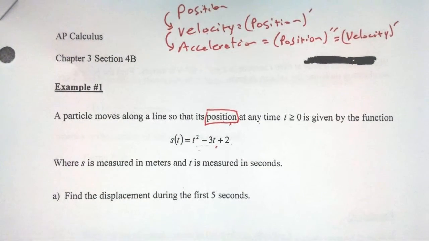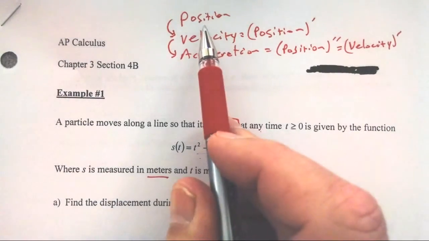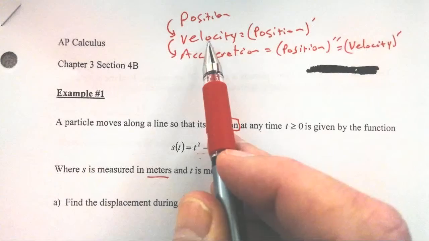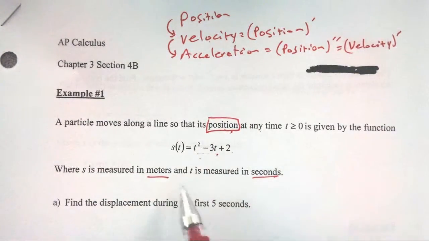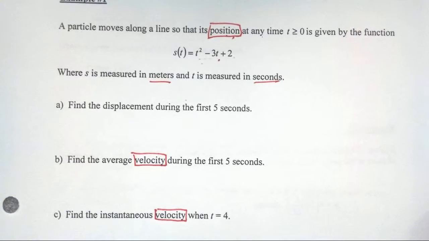All right. So s is measured in meters and seconds. So our position would just be meters, our velocity would be meters per second, and our acceleration would be meters per second squared. So first it says find the displacement.